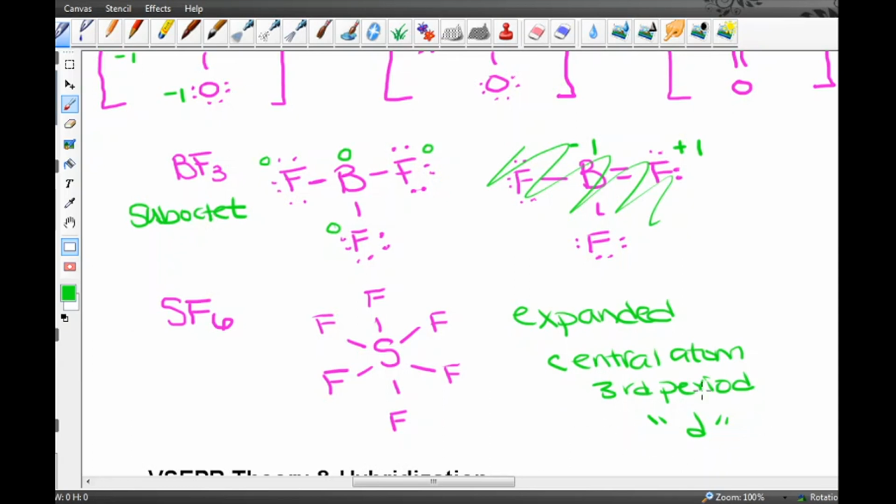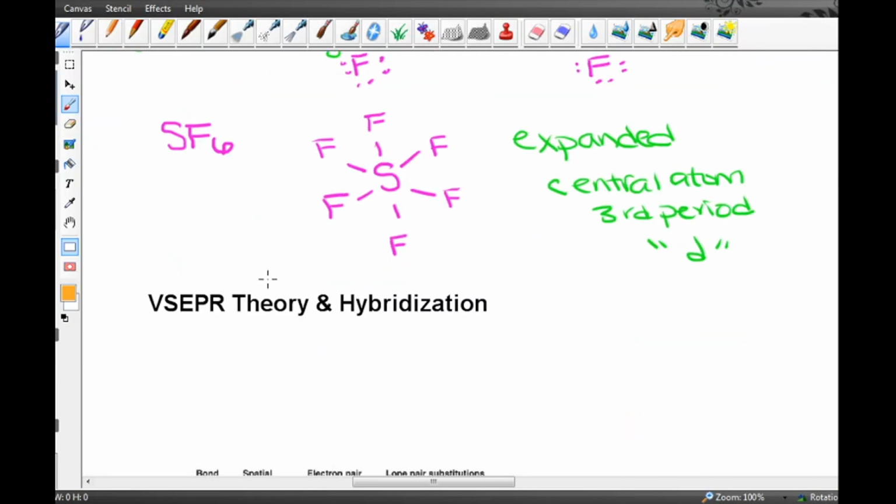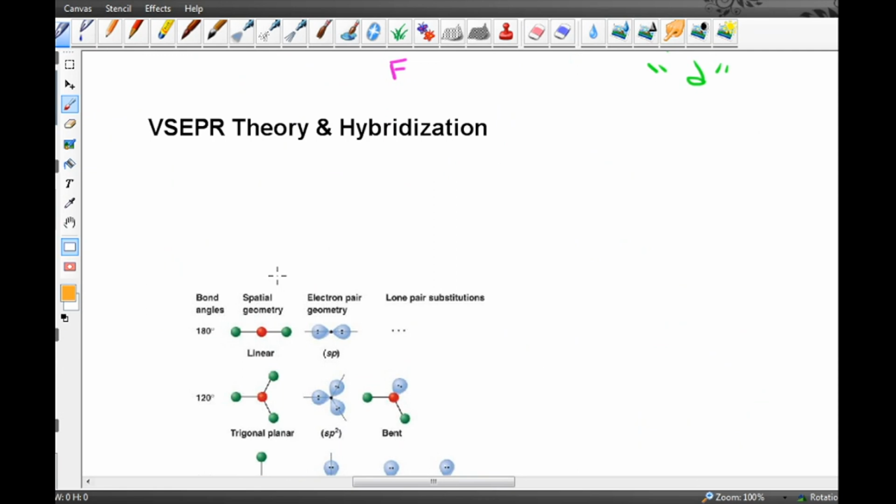Okay, so be able to draw Lewis structures. And the reason why we want to draw Lewis structures is because not only do we want to be able to predict bond length and bond strength, we also want to predict molecular geometry. And by predicting molecular geometry, we can then predict properties. So let's talk VSEPR and hybridization. VSEPR theory stands for valence shell electron pair repulsion. And that's just a fancy acronym for electrons want to be as far away from each other as possible.